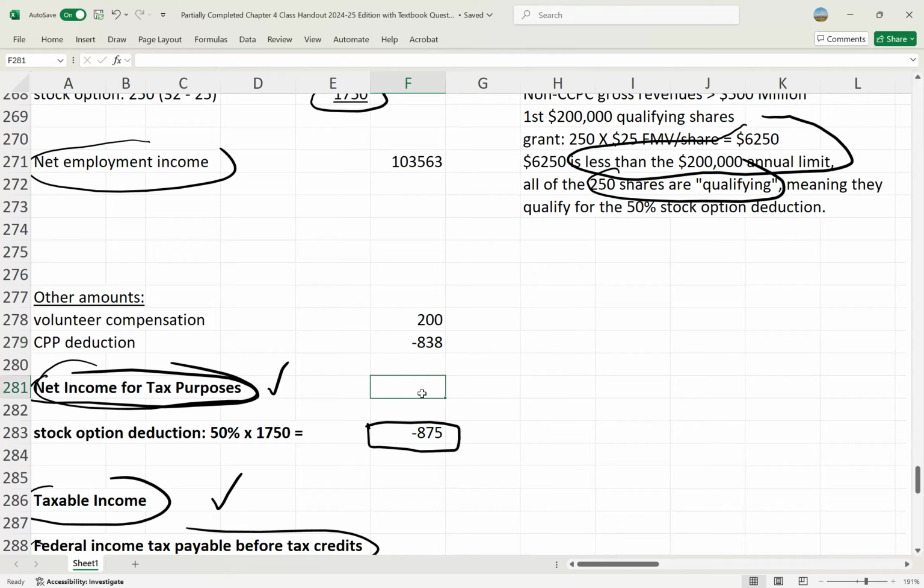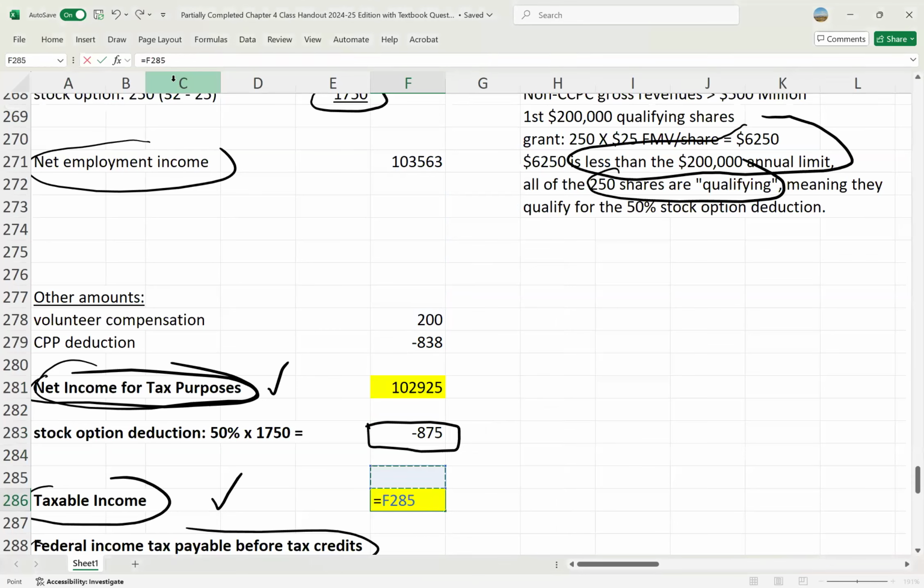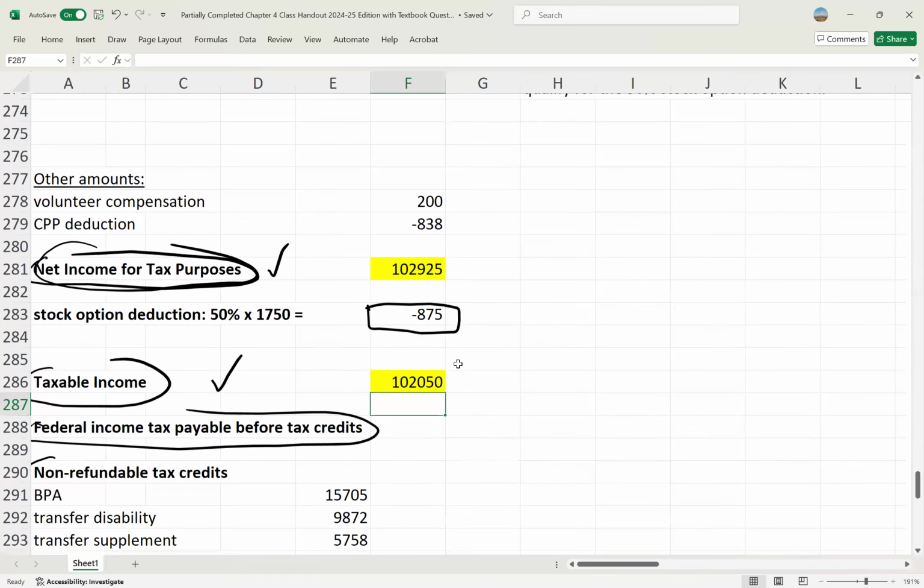So now we can calculate net income. So I'm just going to highlight this. So this is just going to be her net employment income plus the volunteer compensation minus the CPP amount, 102,925. And then her taxable income will be $102,050. So now that we have her taxable income, we can now calculate her federal tax before tax credits.